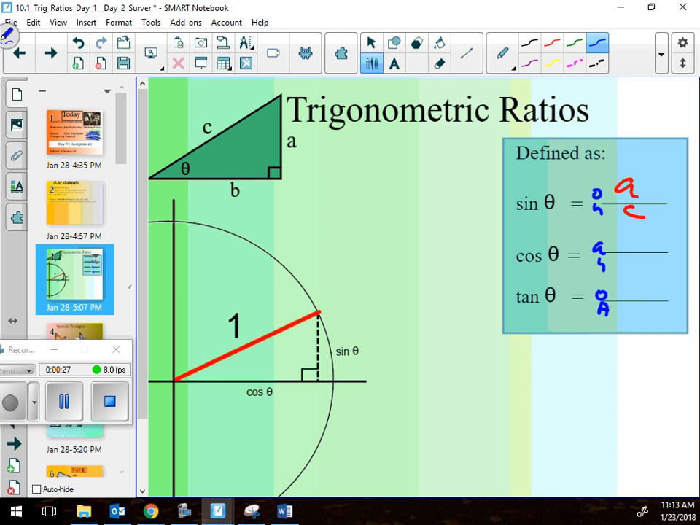So what was this one? Cosine of this angle right here is B over C. Raise your hand if you had B over C. Okay, good. And then the tangent of this, tangent is TOA, opposite over adjacent. That's A over B.